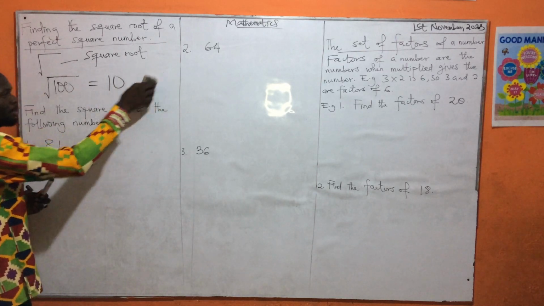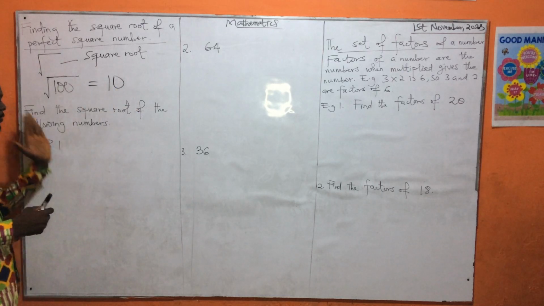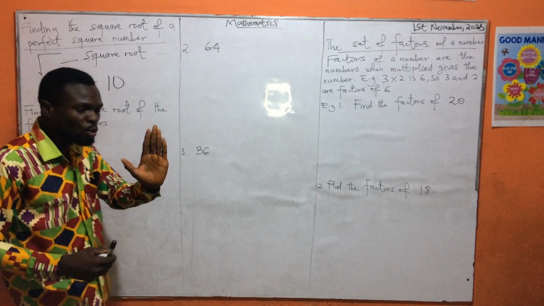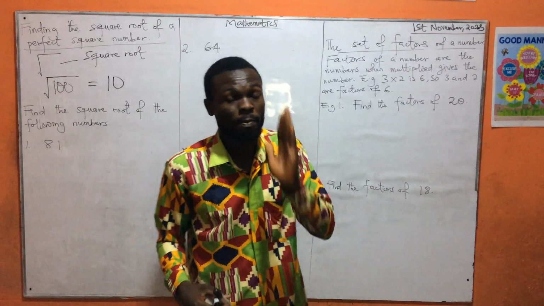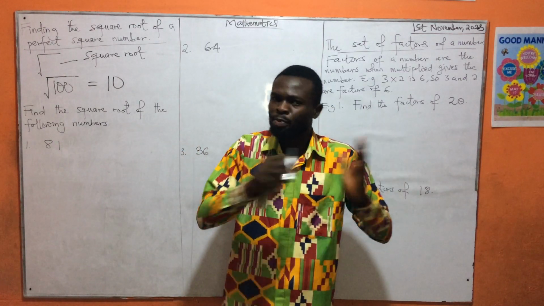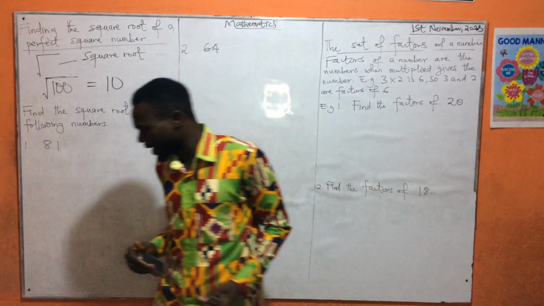So let's look at the example. The example says, find the square root of the following numbers. Now we have two ways of finding the square root of a perfect square. We'll look at both quickly, then we look at the next one.